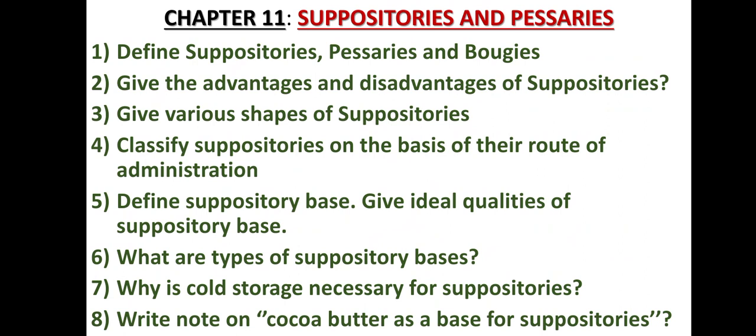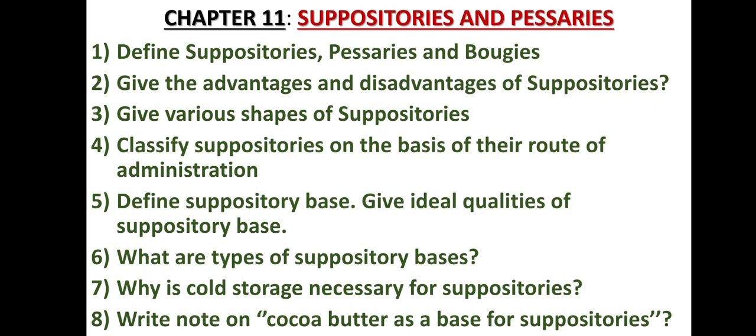So coming to chapter 11, that is suppositories and pessaries. There are some important questions. We can see it one by one. First question, define suppositories, pessaries and bogies. Second question, give the advantages and disadvantages of suppositories. Third question, give various shapes of suppositories. Fourth question, classify suppositories on the basis of their route of administration.